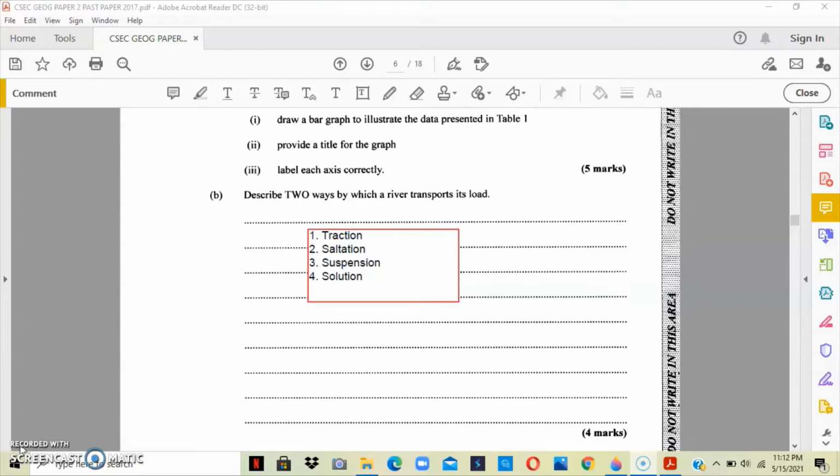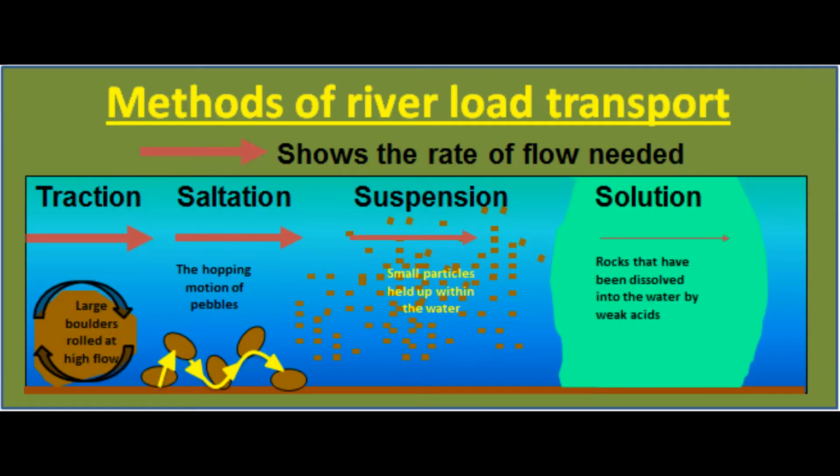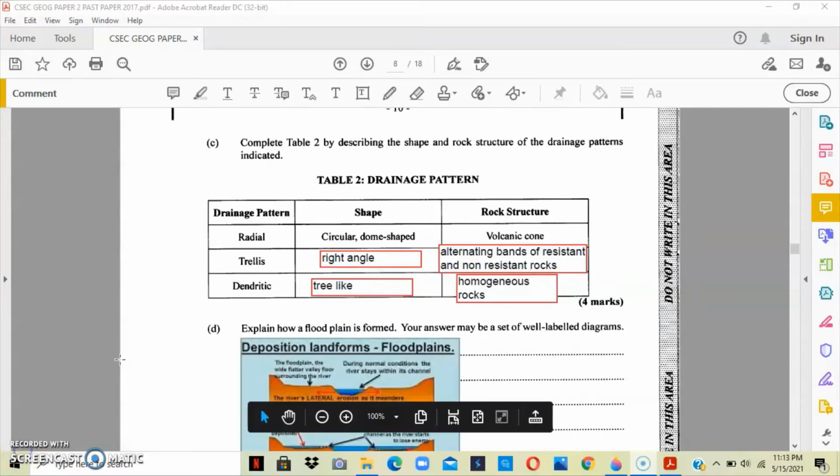We have suspension, and this is where very fine particles like clay and silt are basically held up and carried by the river or the water itself. And these basically help to give the water its color. We have solution, and this is where we have soluble minerals that are chemically dissolved and carried by the river or the water.